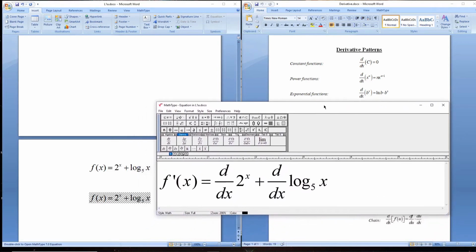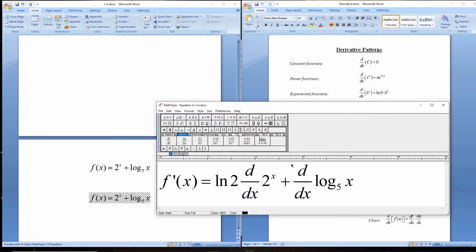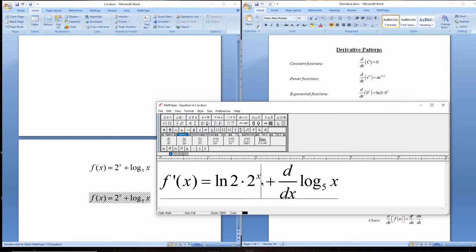And let's look at what it says for exponential functions. It says if you have a number raised to x, which is what we have right here, a number raised to x, an exponential function, the derivative is always the natural log of that number. So our derivative will be the natural log of this number, the base, times that exponential. And that is the derivative.